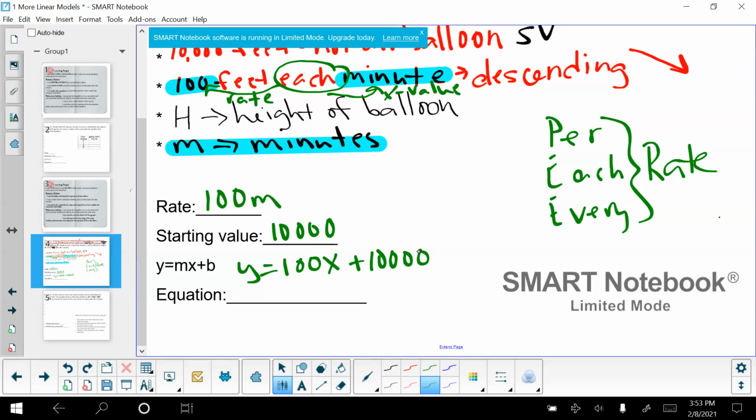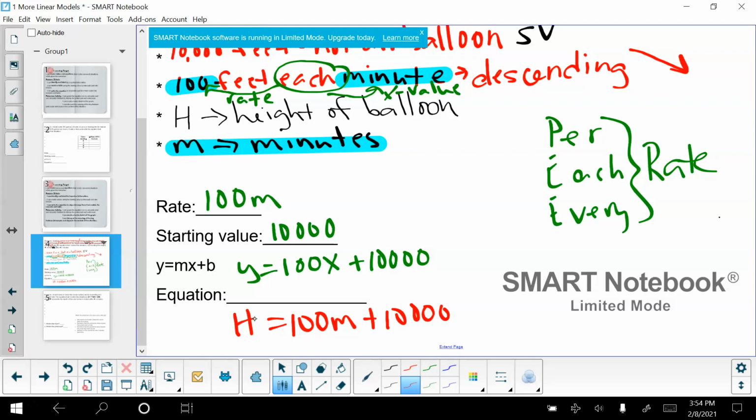Okay, but if we really want to write the equation with the h's and the m's, notice 100 is with the m, so I really have this setup, 100m, and then the 10,000 is still 10,000. So then the y becomes the h. So now we've got the height of the balloon, 100m plus 10,000.